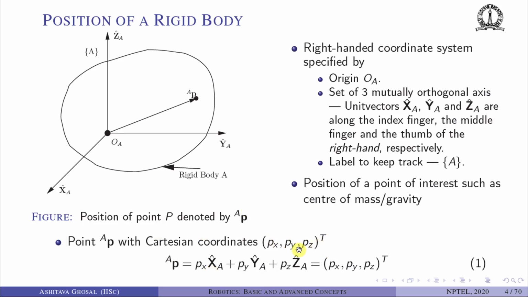So what are these Px, Py, Pz? They are nothing but the projection of this vector AP along the XA axis, YA axis, and ZA axis. So this AP can be written as Px into XA, plus Py into YA, plus Pz into ZA. XA axis is nothing but 1, 0, 0 as a column vector. YA axis is 0, 1, 0, and ZA axis is 0, 0, 1. So hence AP is nothing but Px, Py, Pz as a column vector.